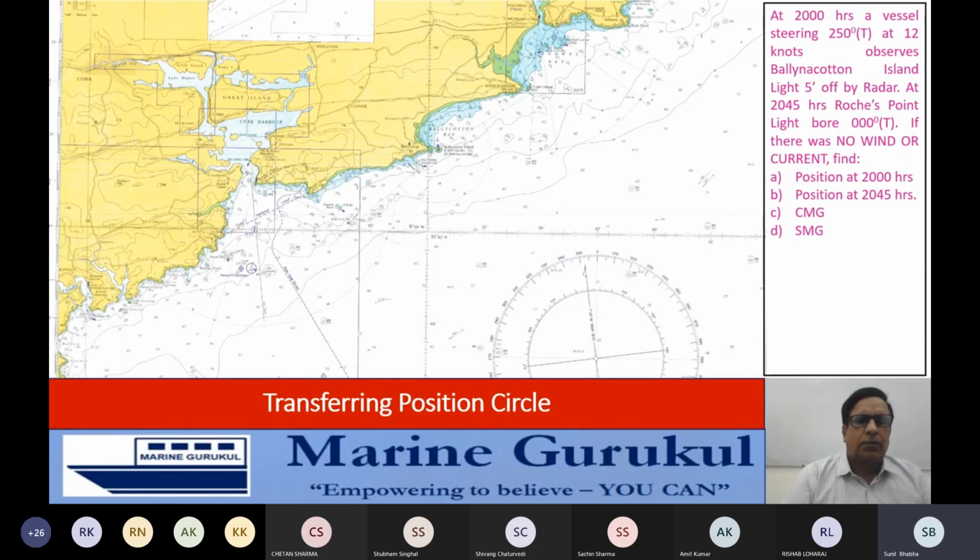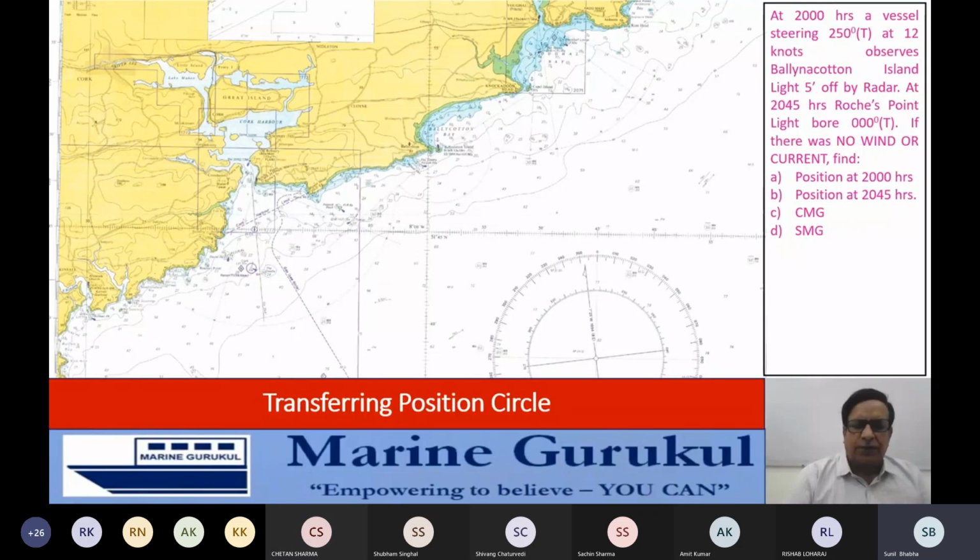So no wind, no current, that means CTS and CMG are the same. Distance made good and engine distance would be same. So okay, so this question is clear, beta. Any doubt in the question?